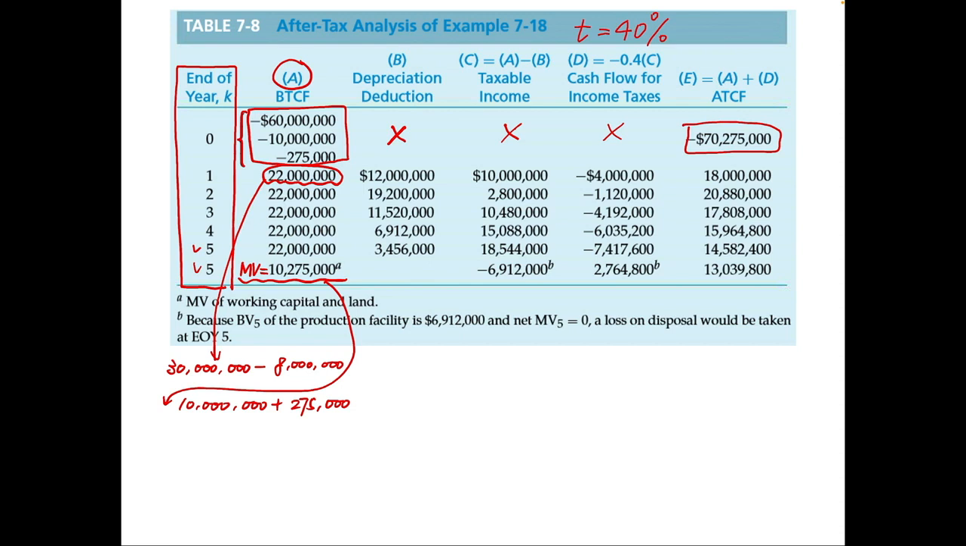So that's how we filled up column A. And then column B is the depreciation deduction for each year. The way you get these numbers is that you check table 7-3, find the column for 5 years, and then you have the RK. So this is going to be B times R1, B times R2, and so on.